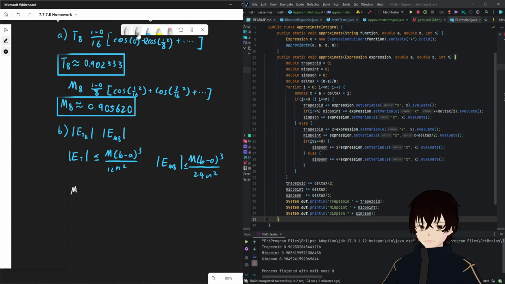M. Let's get our annotation gray. M is equal to the maximum value of, hang on, f prime of x? Give me a second. Oh yeah. The maximum value of f double prime of x. So we have to take the derivative.